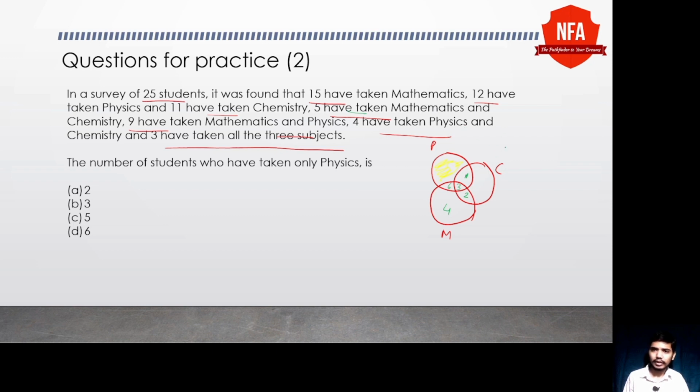Similarly, we can find for chemistry, but we need only physics. So we are finding for physics, which says 12 have taken physics. So the answer will be 12 minus 6 minus 3 minus 1, which is 12 minus 10 equals 2. So only 2 students are those who have taken only physics, not any other subject.